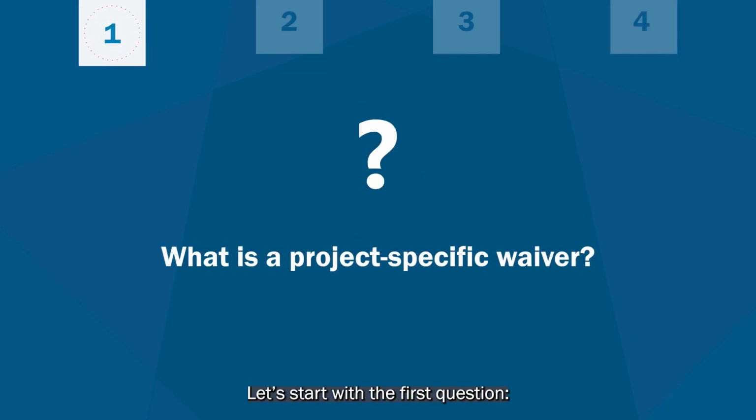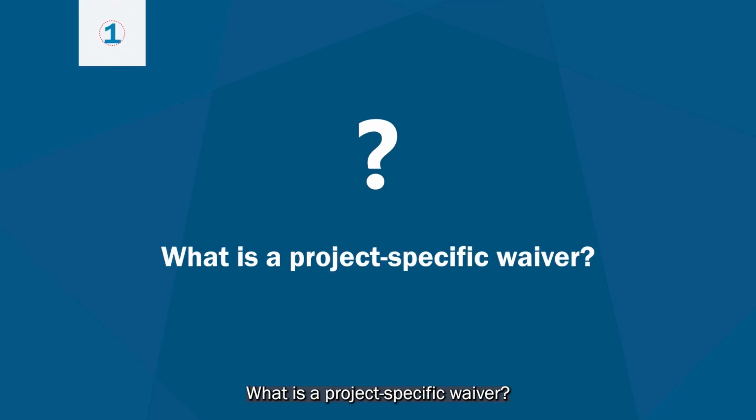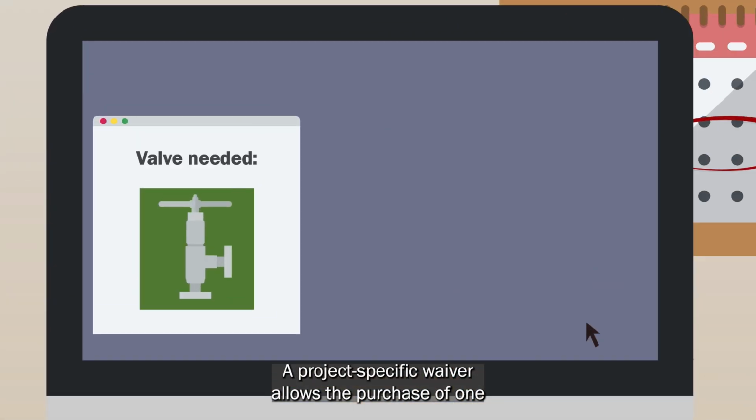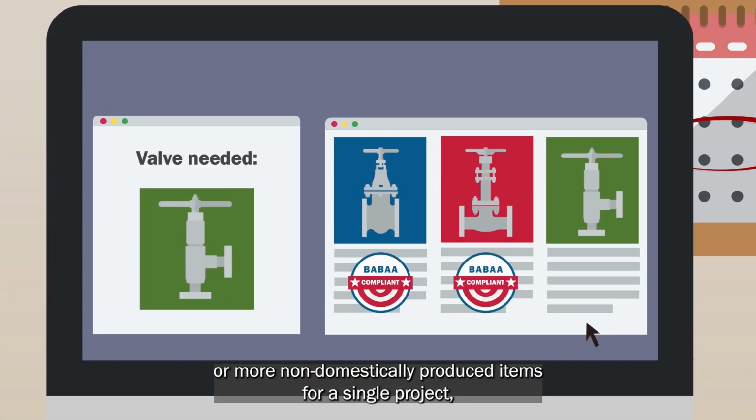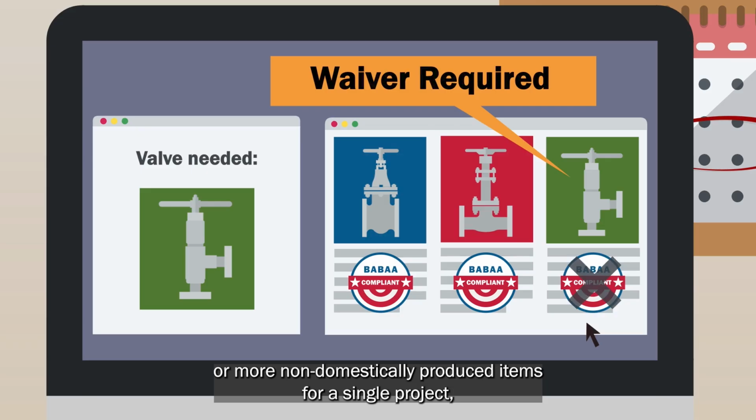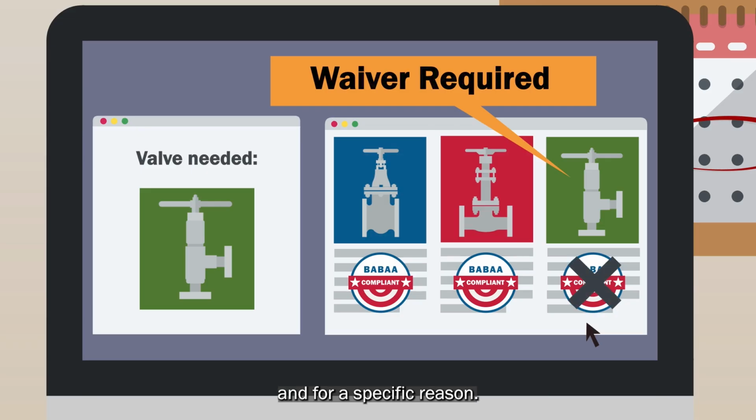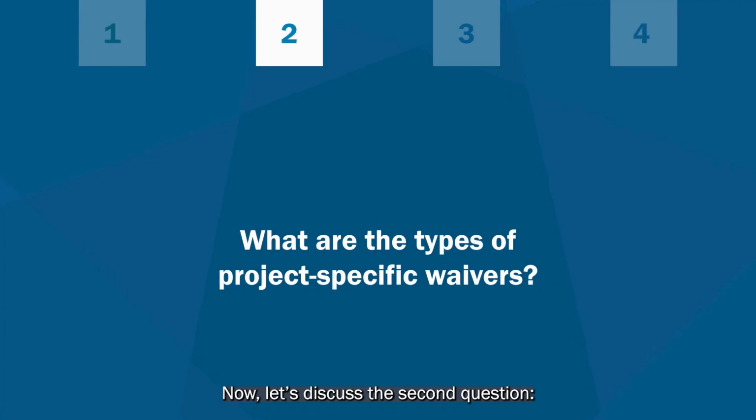Let's start with the first question. What is a project-specific waiver? A project-specific waiver allows the purchase of one or more non-domestically produced items for a single project and for a specific reason. Now, let's discuss the second question.